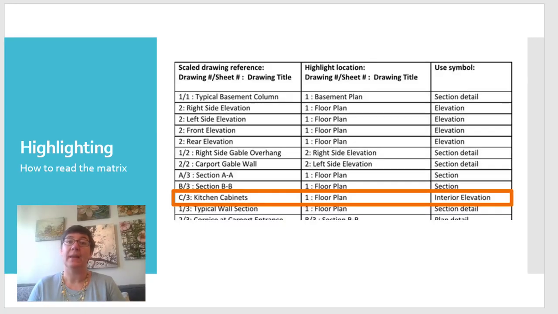I'm going to go over one example of how to tag these drawings to help you out and get you started here. So take a look. We're going to tag drawing C3, the kitchen cabinets, interior elevations, on sheet 1, the floor plan, using the interior elevation symbol.